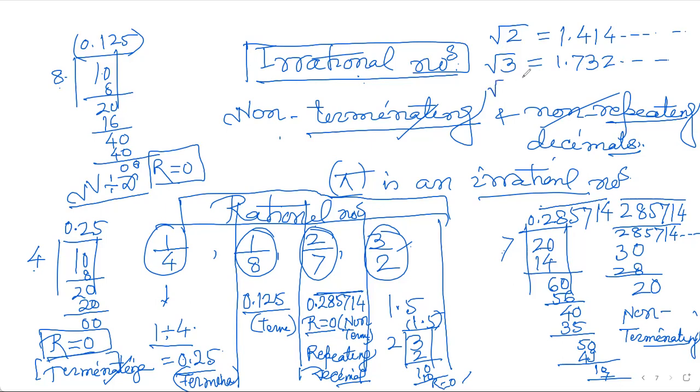If I write root 4, what about this? This root 4 comes out of the square root and that gives you 2. And 2 is 2 by 1. So this goes into the series of rational numbers.